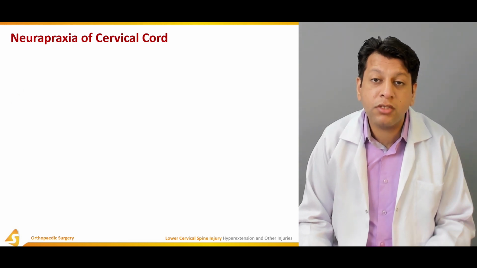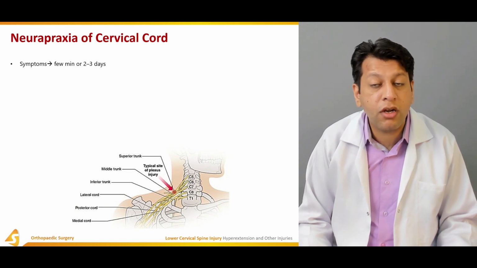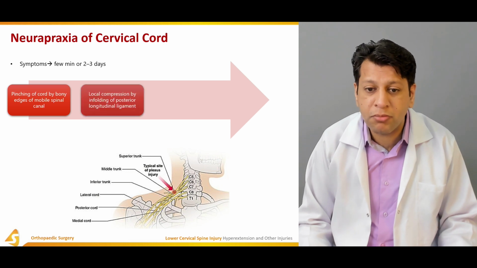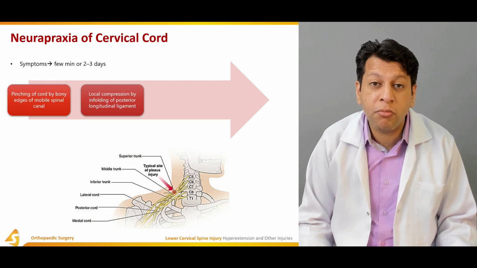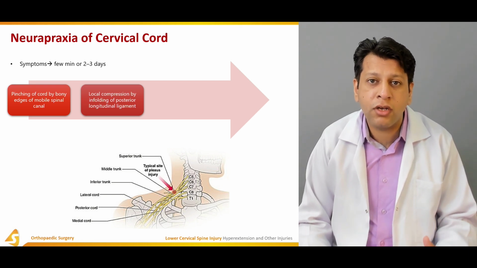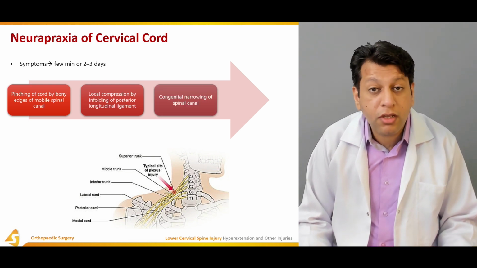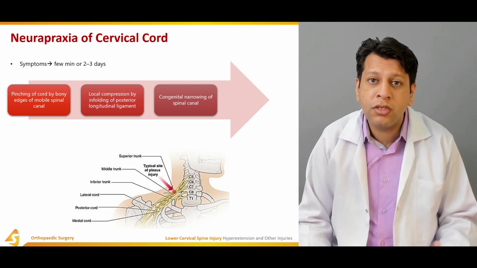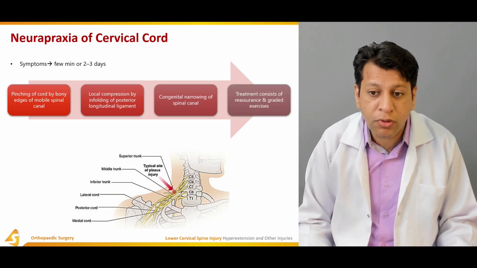Now this neuropraxia could be transient or it could be permanent as well. Usually symptoms last a few minutes or 2 to 3 days, and pinching of the cord by the bony edges of the mobile spinal cord can lead to radiculopathic symptoms as well. Local compression by infolding of the PLL, or posterior longitudinal ligament, can also give symptoms characteristic of localized spinal cord compression. The patient may have congenital narrowing, and as a result ligamentous sprain occurs. This patient may present with symptoms of canal compromise.